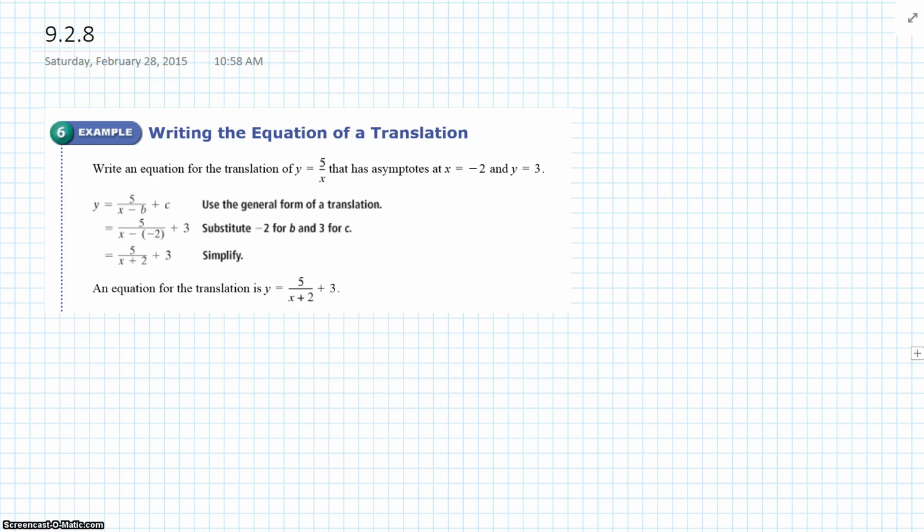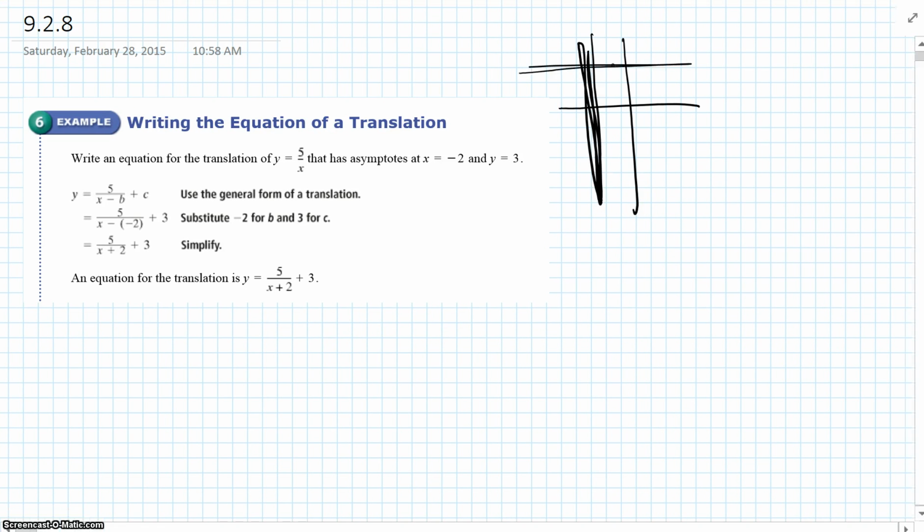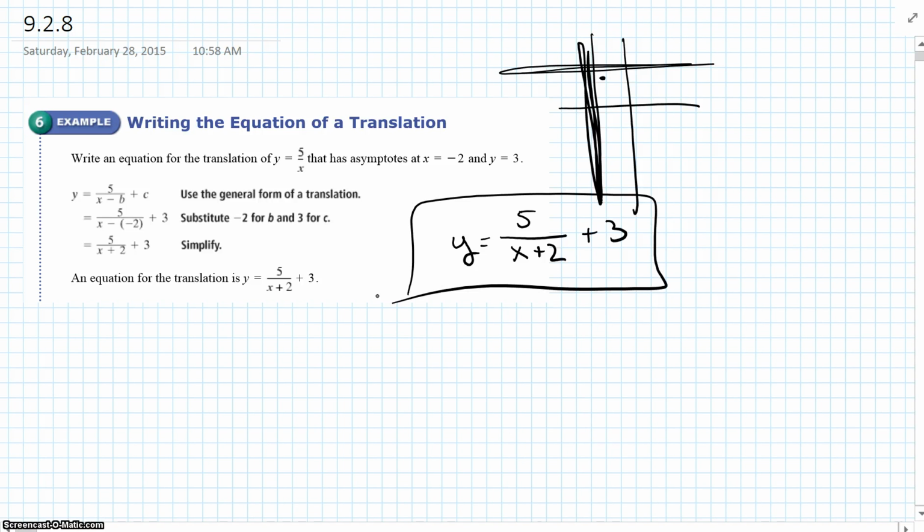Okay, writing the equation of a translation. Write an equation for the translation of y equals 5 over x that has an asymptote at x equals -2. So here's our graph. X equals -2 and y equals 3. So we need to translate it 2 units to the left and 3 units up. So we can rewrite this as y equals 5 over x plus 2, plus 3. We need to go 2 units to the left, so x minus -2, or x plus 2, 3 units up. Outside everything plus 3.